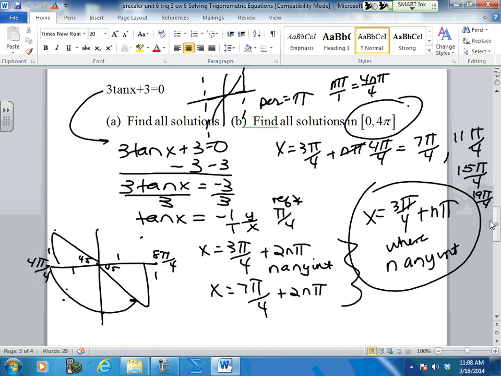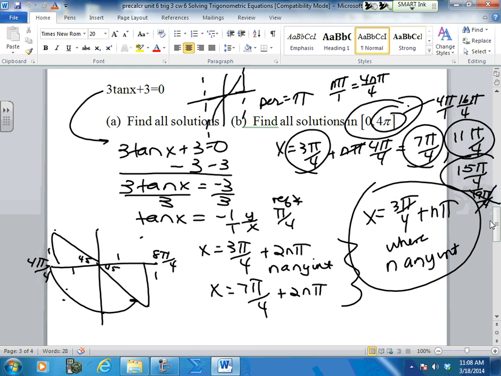So sometimes what's nice is to take this guy and convert this to 4, the same denominator. I can only go to 16. So do I really want the 19? No. Do I have 4? 1, 2, 3, 4. Didn't we say we would get 4 in 4 pi?